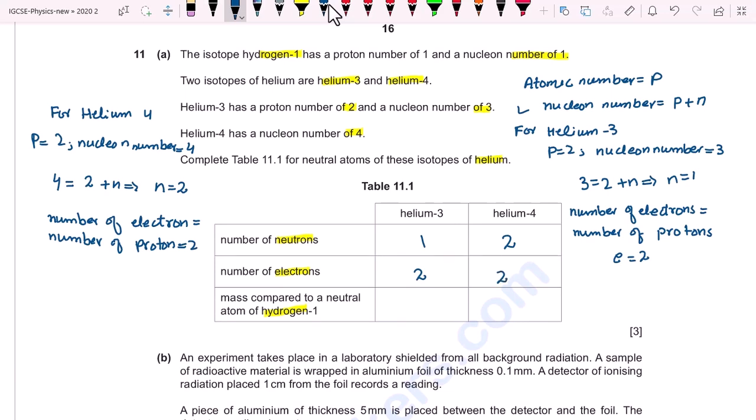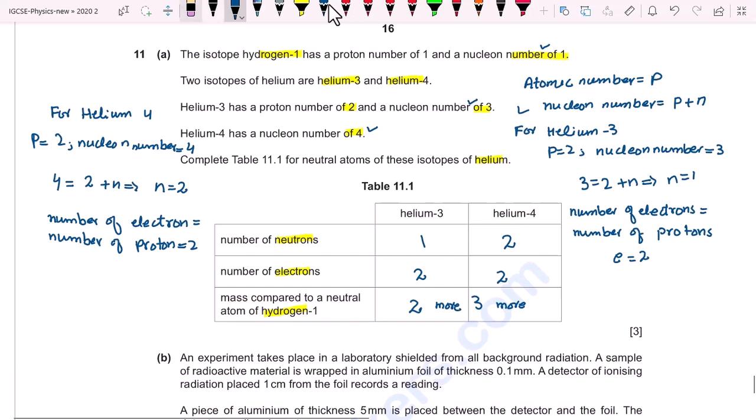In the third, mass compared to the neutral atom of hydrogen-1, we have to compare the mass of helium-3 and helium-4 with hydrogen-1. You can see from here that the nucleon number for helium-3 is 3 and for hydrogen-1 is 1. So we subtract them. 3 minus 1 is equal to 2, which means the mass of helium-3 compared to hydrogen-1 is 2 more. Similarly, for helium-4 the nucleon number is 4. We subtract 4 minus 1, it will be equal to 3. So it is 3 more, and the other is 2 more.